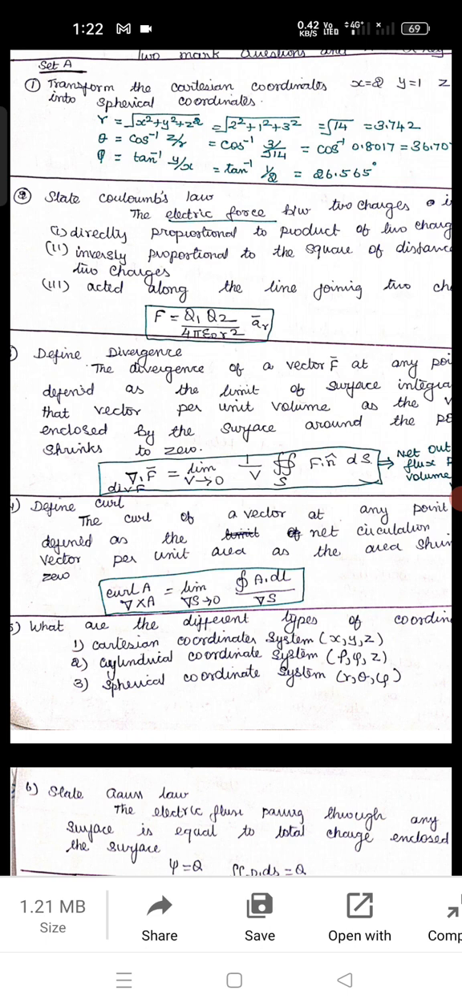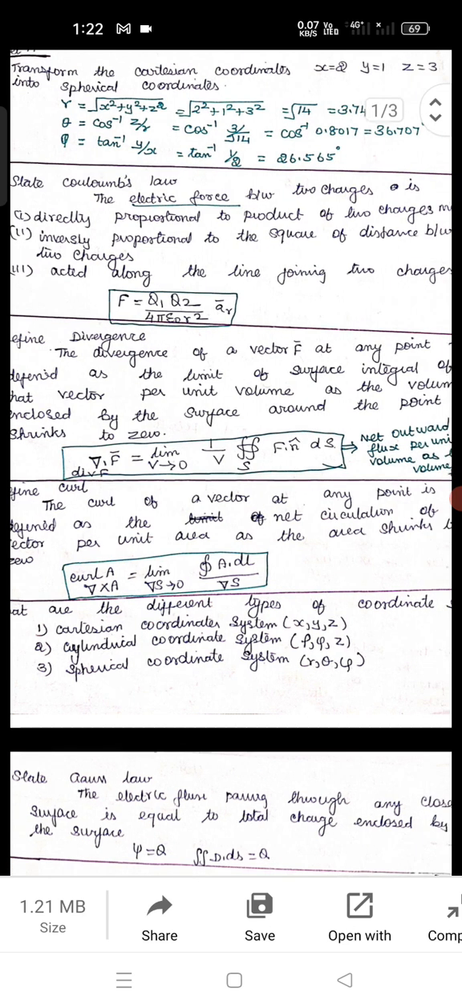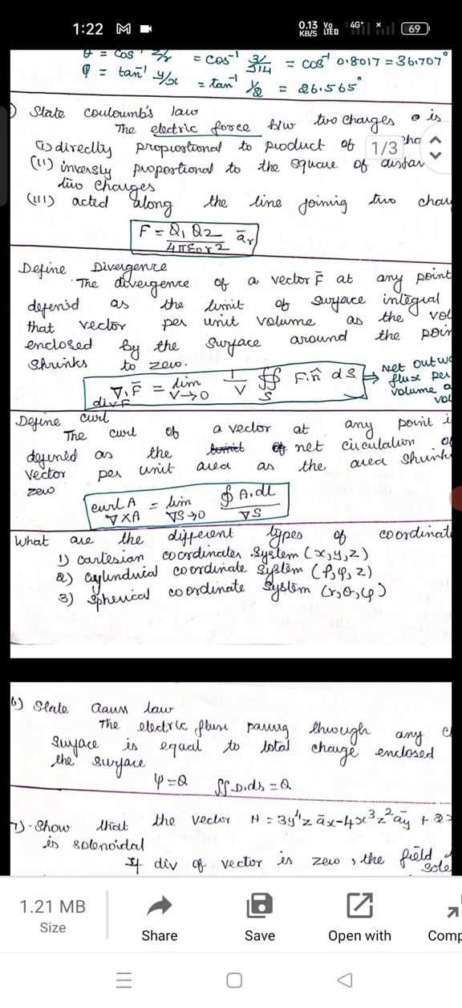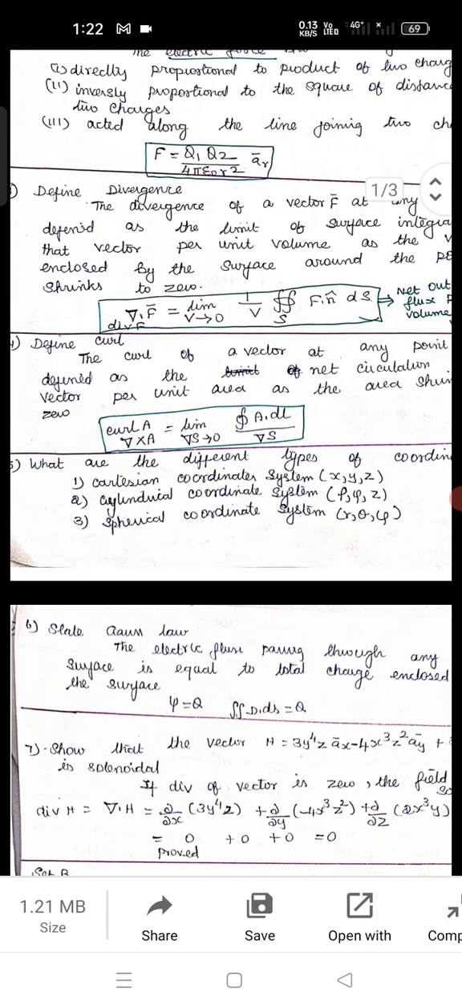So next, what are the types of coordinate systems? Here the types of coordinate systems are Cartesian, cylindrical and spherical coordinate systems. You have to write the variables for each. So for the Cartesian system the variables are x, y, z. For cylindrical it is rho, phi, z, and for spherical it is r, theta, phi.